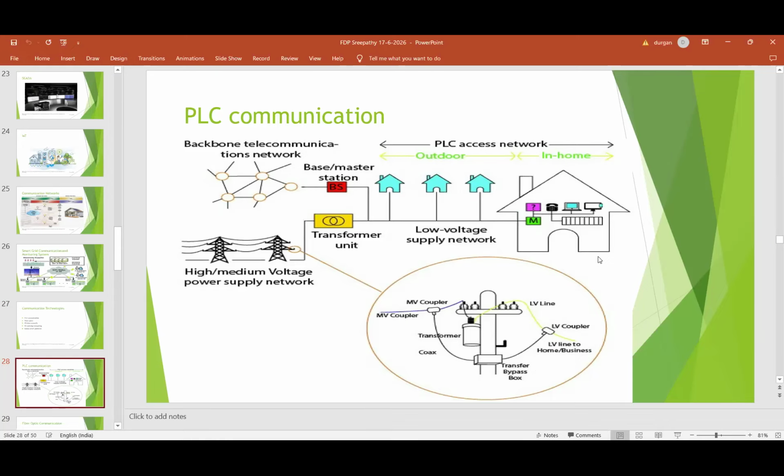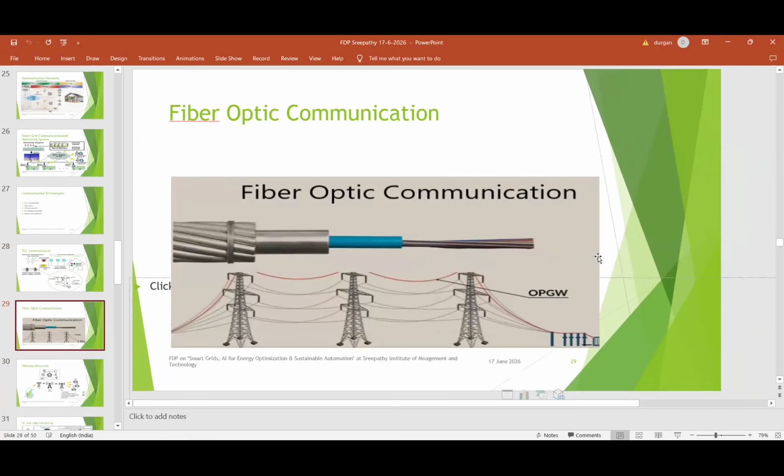Then comes fiber optic communication. This fiber optic communication is one of the communication media which transmits information as light energy through optical fibers. It is one of the fastest and also most reliable communication technologies used in smart grids.